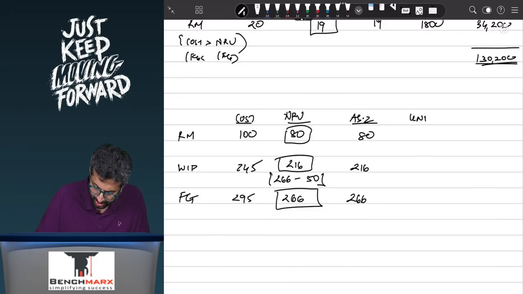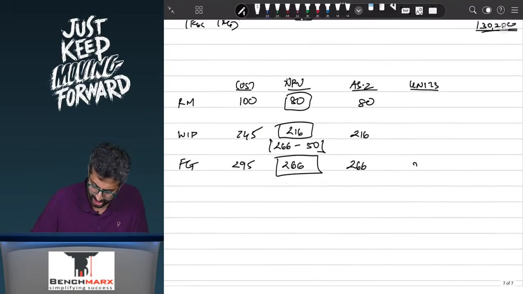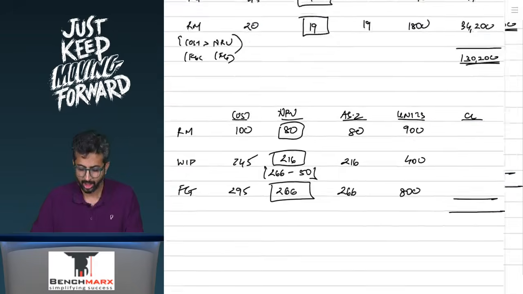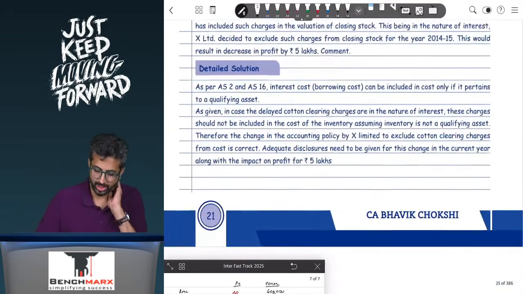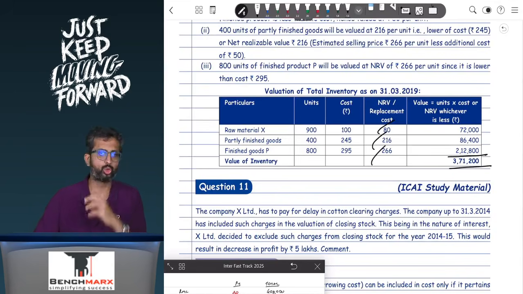Now you will multiply this by all the units that are there. Maybe there are 800, 400 and 900. So there is 800 for finished goods, 400 over here and 900 over here, and that will give you your closing stock in your rupees. So this is a fairly interesting question, I would say. As you can see, 80, 216 and 266, and this will be the working to get to your final answer. So this is question number 10.